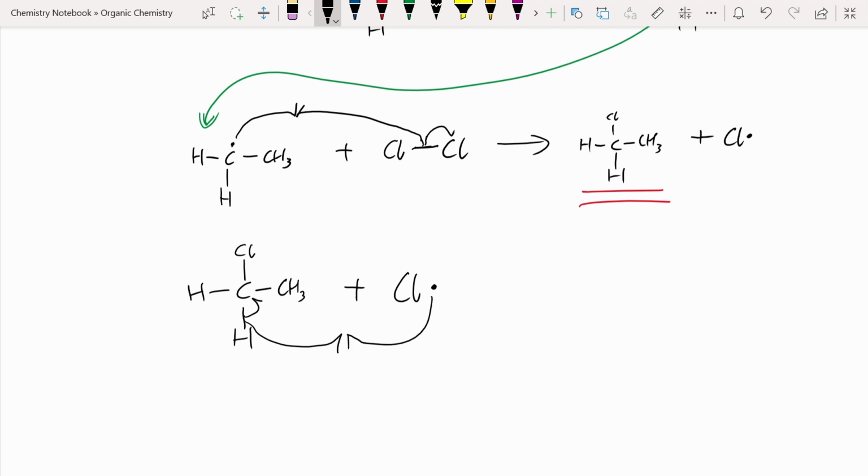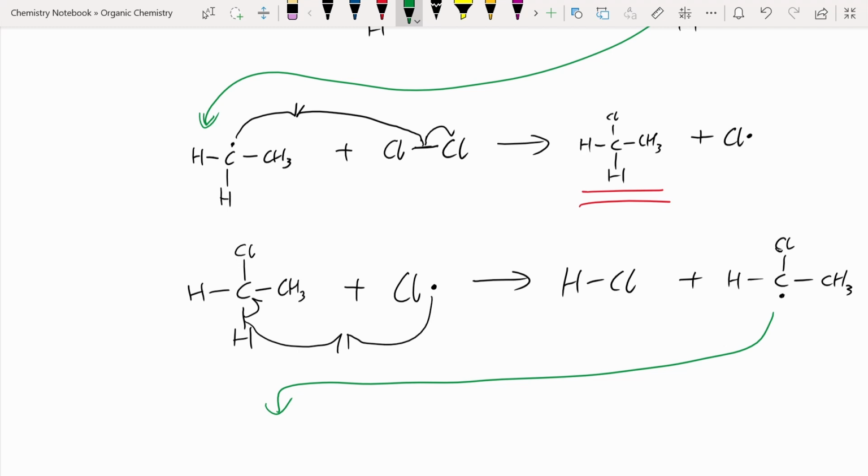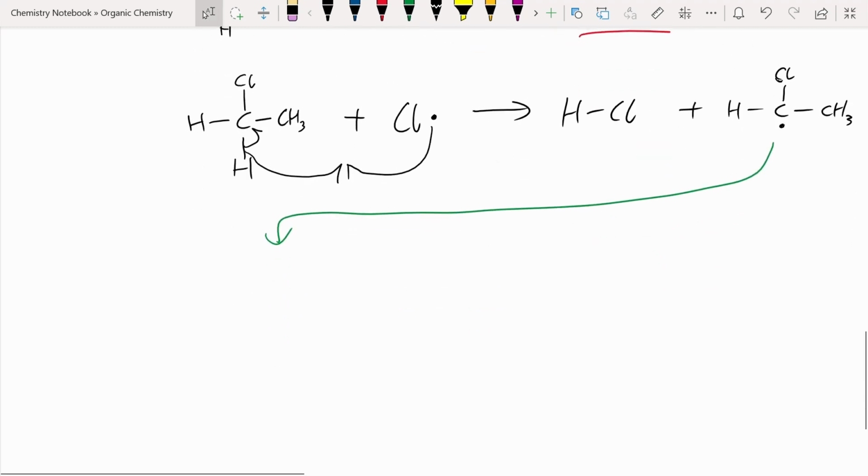Alright, so the carbon atom takes one of the bonding electrons from the CH bond, and then the hydrogen will take one of the bonding electrons of the CH bond, and it will go and pair up with the unpaired electron of the chlorine radical, and give you the hydrogen chloride molecule as well as your other radical right here. And this radical right here, we're going to bring it over so that it can react with another chlorine molecule.